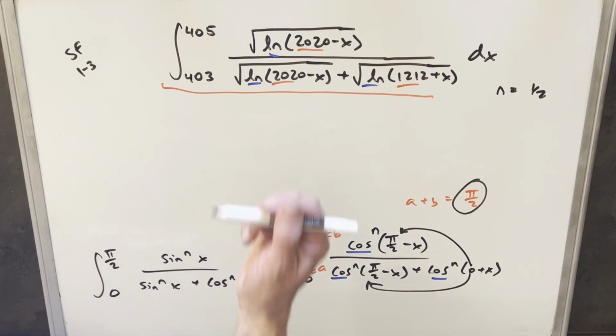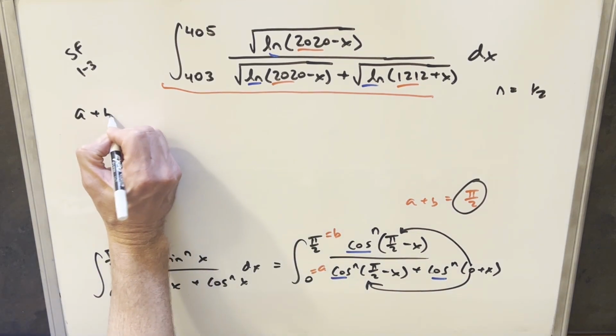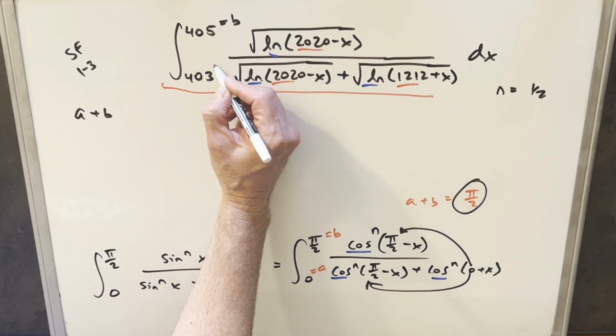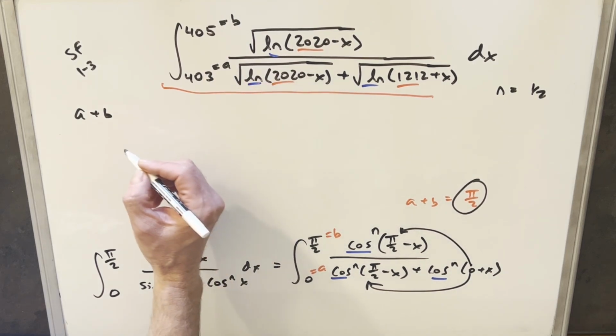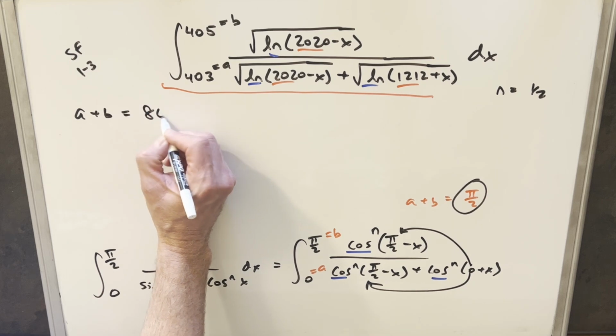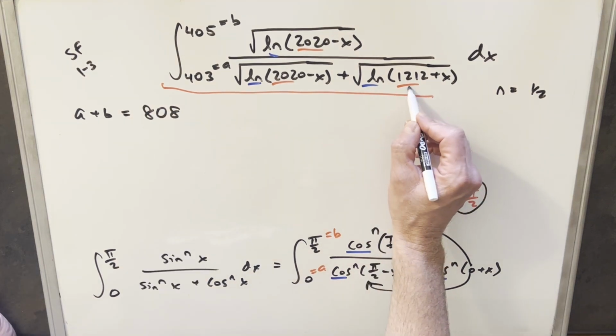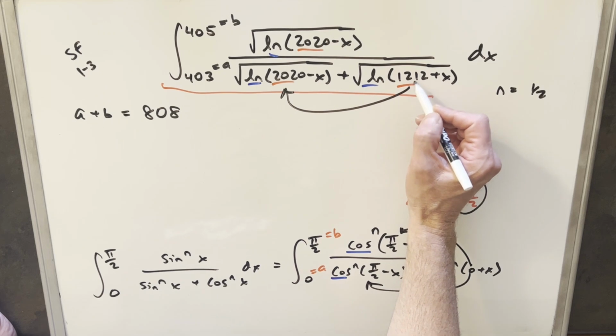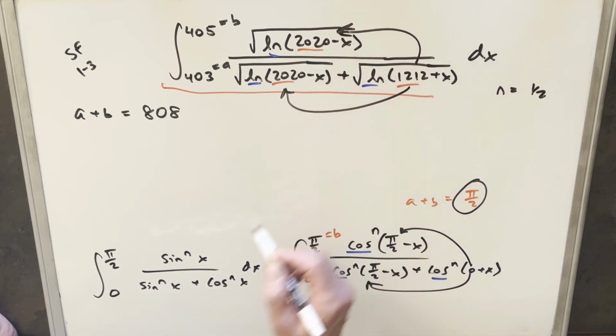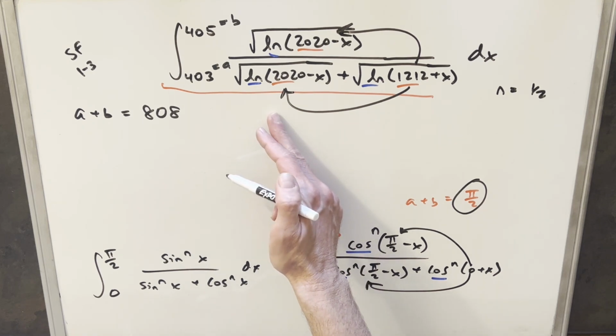Well, it turns out the exact same thing is true here. So if we look at our a plus b value here, labeling 405 as b and this as a, then a plus b is going to be 808. But if you take 808 and add it to 1212, you get back 2020. So the exact same substitution that works here is going to work on our integral here.